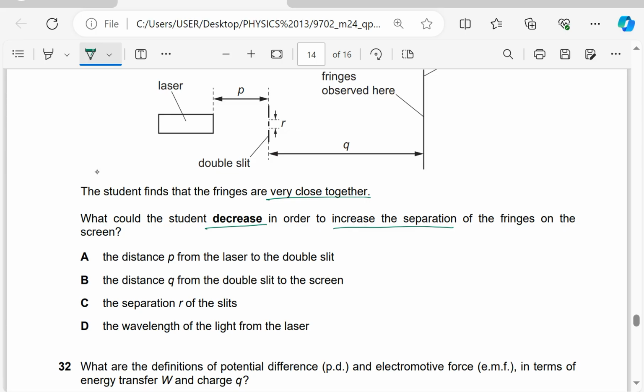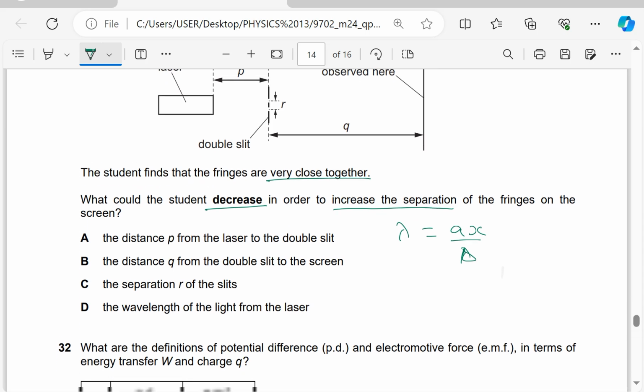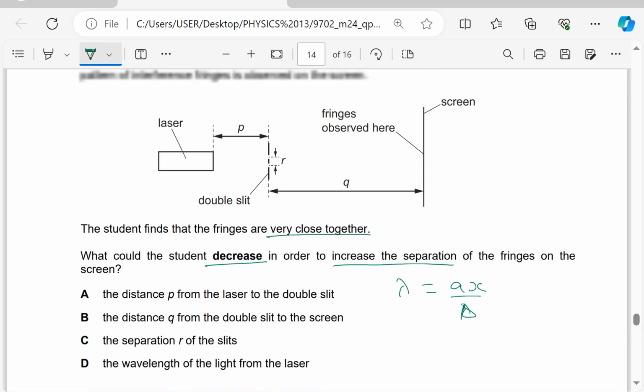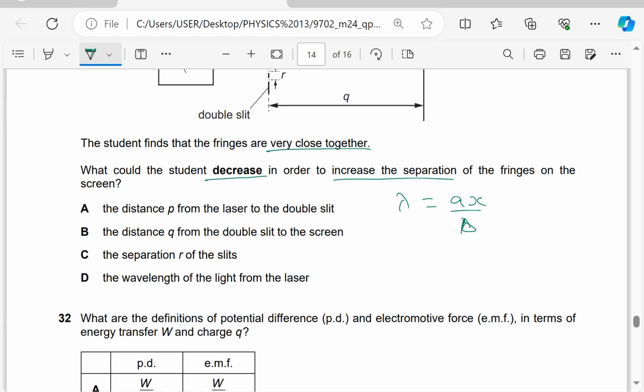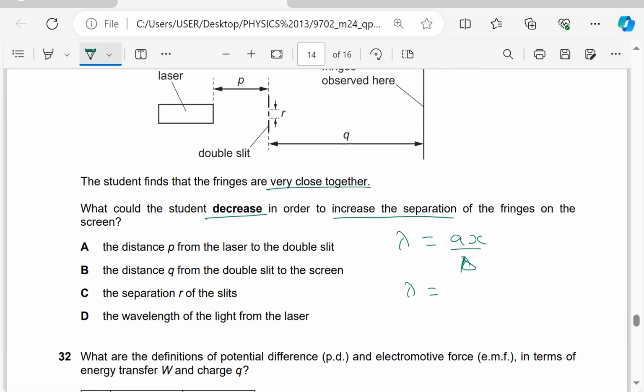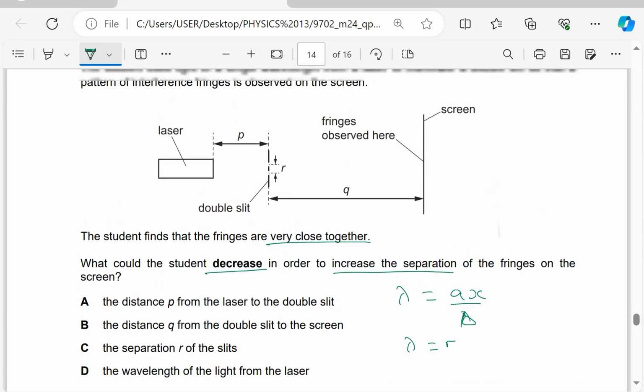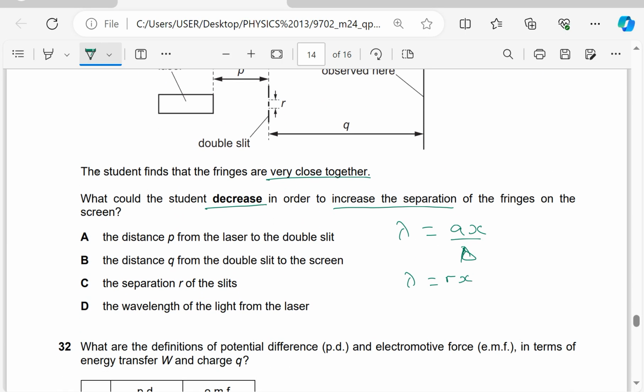Okay, from a double slit, we know that the fringe separation X equals lambda D over A. Since they have used different letters, they have not mentioned wavelength here, so I will just say wavelength lambda equals slit separation A. They have used R for A. Then they have not mentioned X, so I maintain X. Where there is D, the distance between the slits and the screen, they have put Q. So what could the student decrease in order to increase the fringe separation?